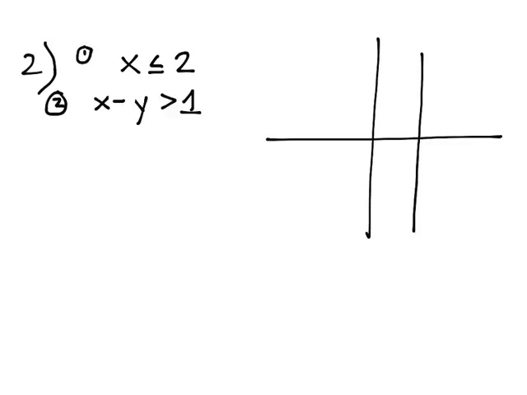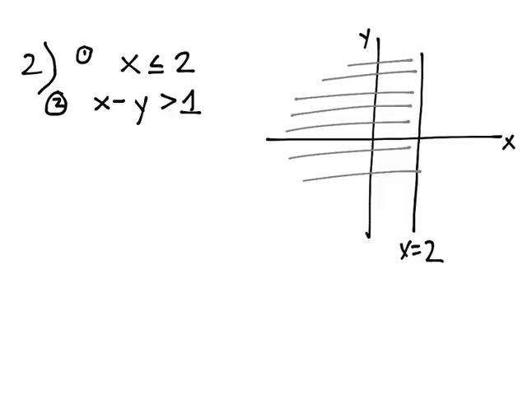If this is our x is equal to 2 line, then our answer would be anything to the left. For all values here, for all points in this region, the x value is less than or equal to 2. So let's include our x is equal to 2 line.